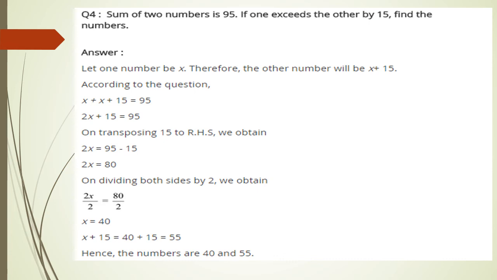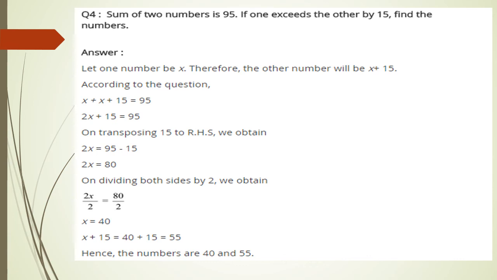Children, consider one number as x. Then the other number is x plus 15, because one number exceeds the other number by 15. According to the question, the sum of these two numbers is 95. So x plus x plus 15 equals 95. 1x plus 1x, 2x plus 15 is equal to 95.